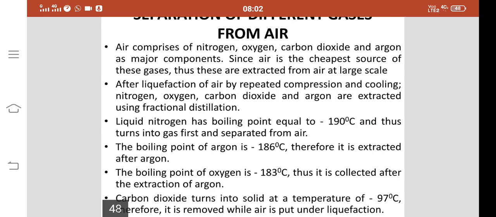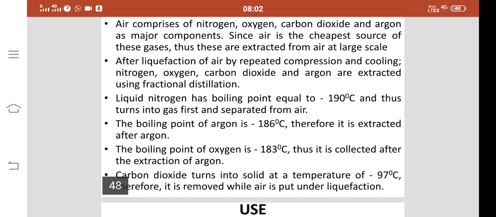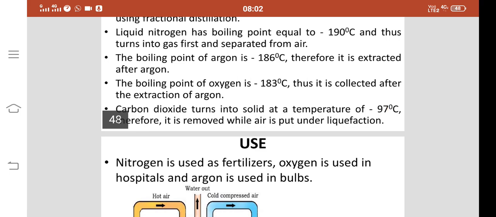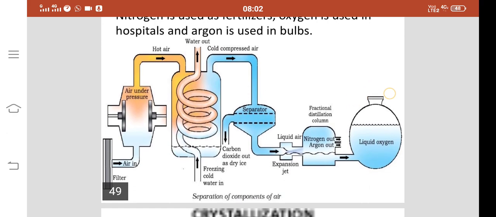The boiling point of oxygen is minus 183 degrees centigrade. Thus, it is collected after the extraction of argon. Carbon dioxide turns into solid at a temperature of minus 97 degrees centigrade. Therefore, it is removed while air is put under liquefaction. Use: nitrogen is used as fertilizers, oxygen is used in hospitals, and argon is used in bulbs. So you can see in this particular slide the separation of components of air and their setup.